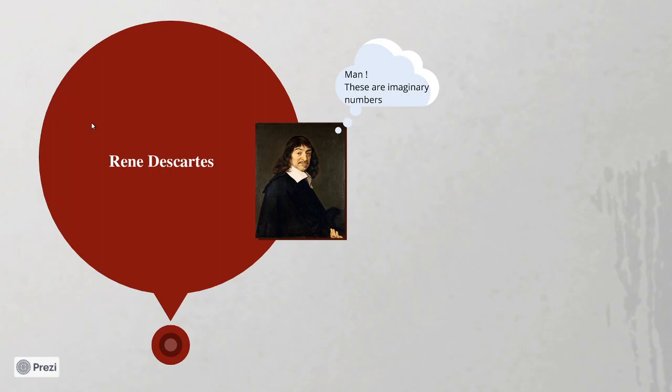But what Rene Descartes did was he didn't like these numbers. Like the other guy Cardano, who was saying that this is useless mental torture and all, Rene Descartes also said, oh man, this is imaginary. He was insulting the numbers. He was not calling them imaginary numbers because of his interest, but he was tired of it and said, oh man, these are imaginary numbers.